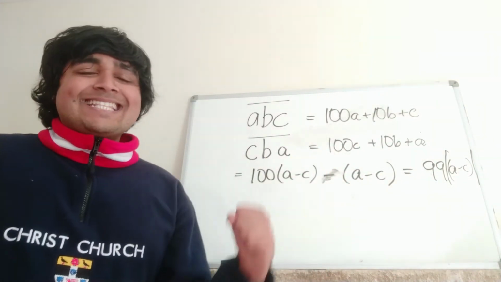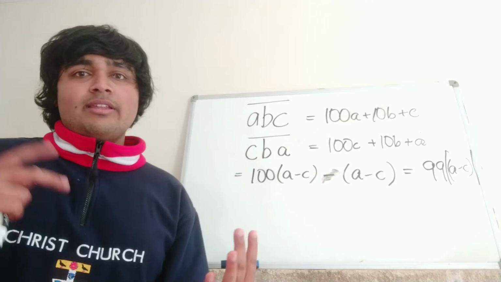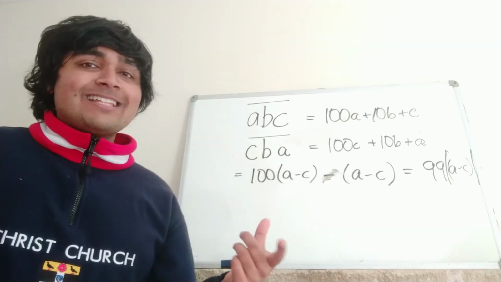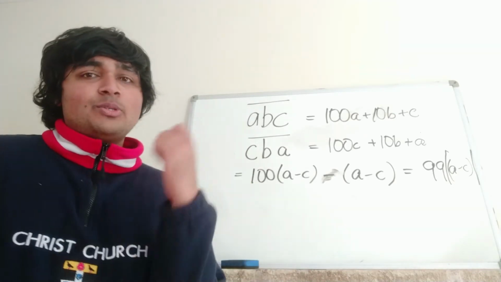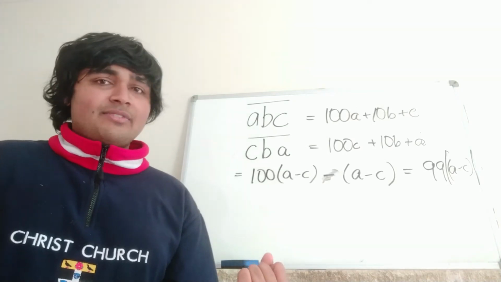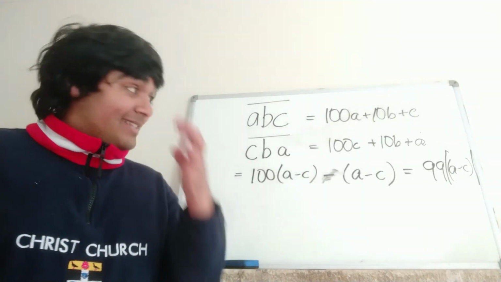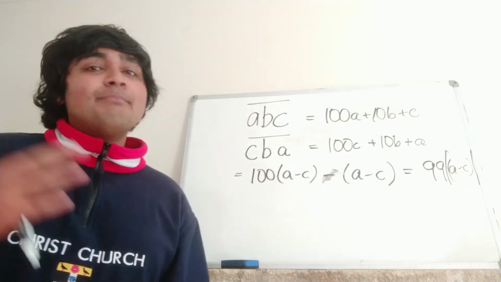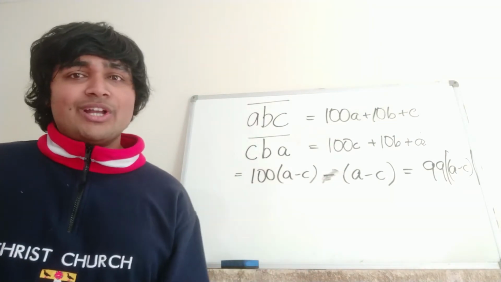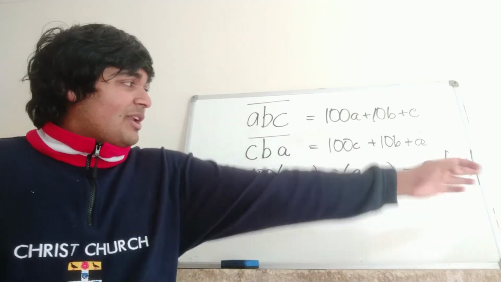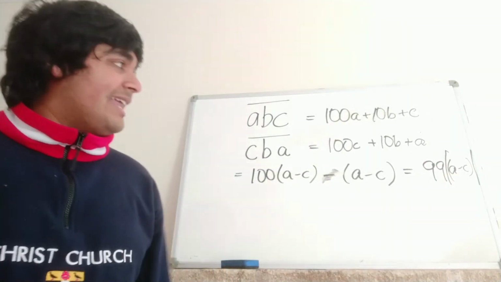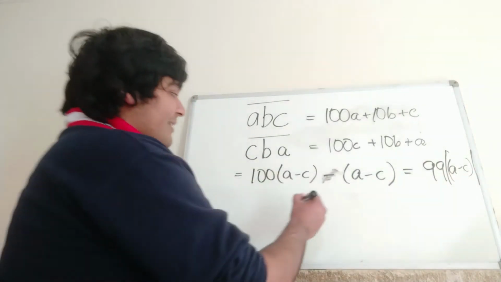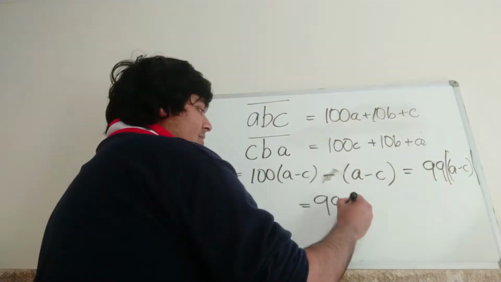Now remember, A and C are just numbers between 1 and 9. So in particular, when we look at their difference, it's going to be some number between minus 9 and positive 9, and not 0 in particular as well. So when we take the magnitude, it's going to be some positive digit, some number between 1 and 9. Okay, so we don't actually care what A minus C is, we're just going to label this number M. So what we're left with is 99 times M.